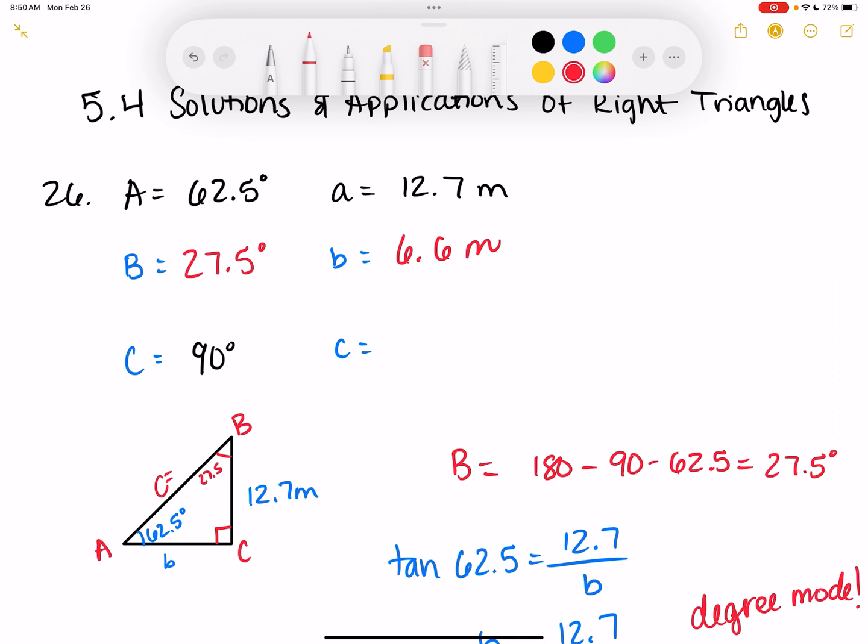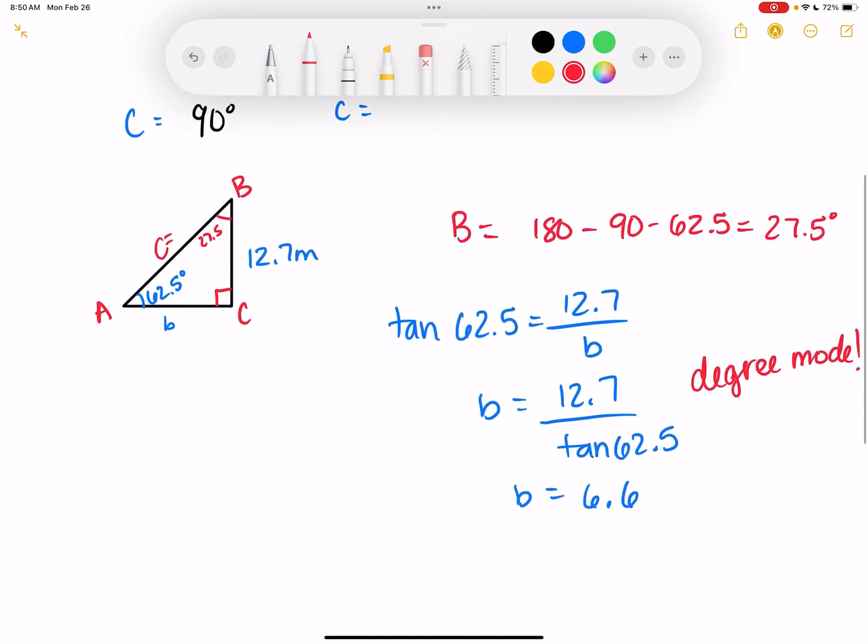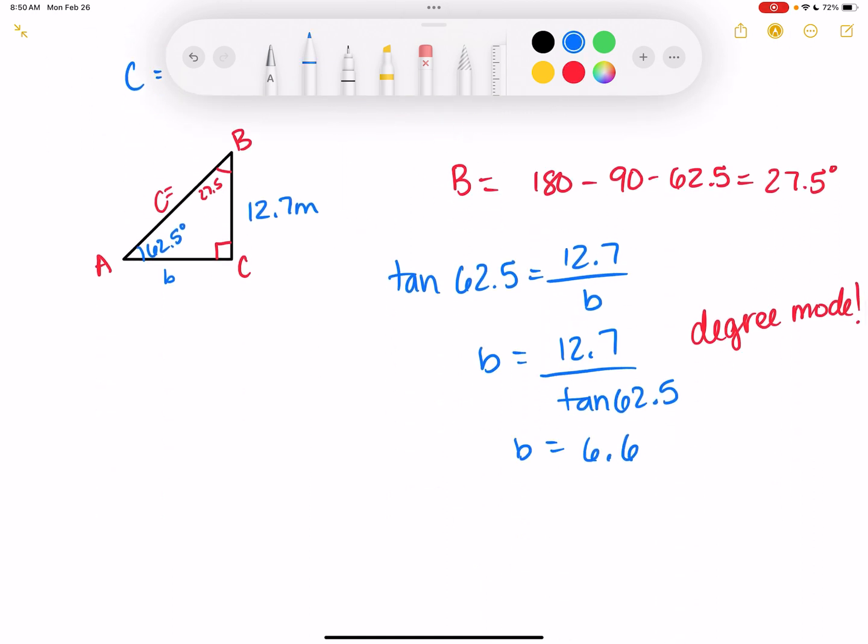Sine of B. So sine of 27.5 is equal to B, which we just found, so 6.6 over side C. So again, I can swap C and the sine of 27.5. So C is equal to 6.6 divided by the sine of 27.5. So type that one in.